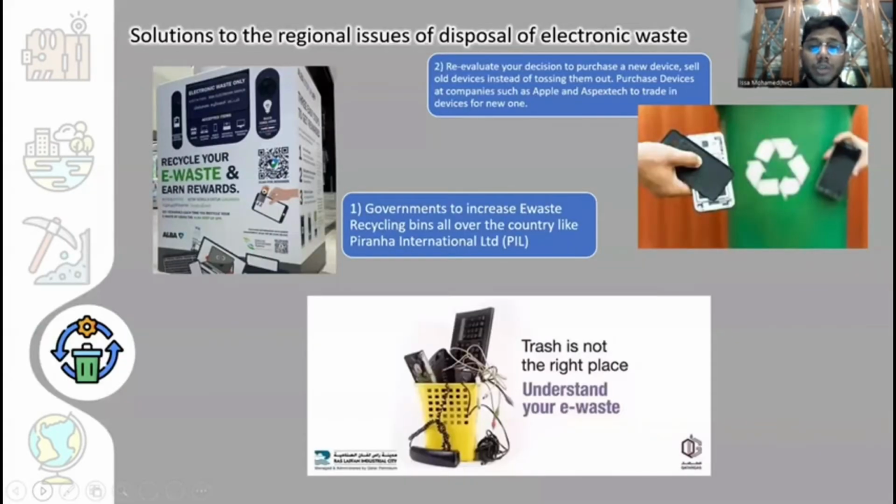Solutions to regional issues of disposal of electronic waste. 1. Governments to increase e-waste recycling bins all over the country. 2. Please reevaluate your decision to purchase a new device. Sell your old devices instead of tossing them out, and you can trade in devices at companies such as Apple and Aspect Tech for a new one. I end with a quote, "Trash is not the right place. Understand your e-waste." I now hand you over to Macy Sankar.